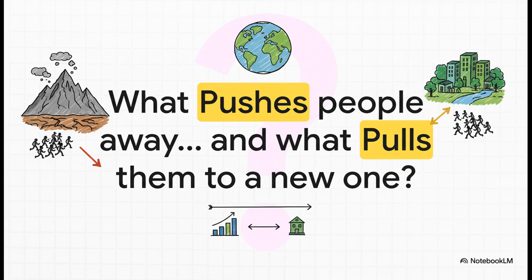So, all this talk about moving around brings us to a super important idea. What is it that makes someone think, okay, I have to leave this place? And on the flip side, what makes another place look so good, so attractive? This is the whole idea of what pushes people away and what pulls them towards a new home.